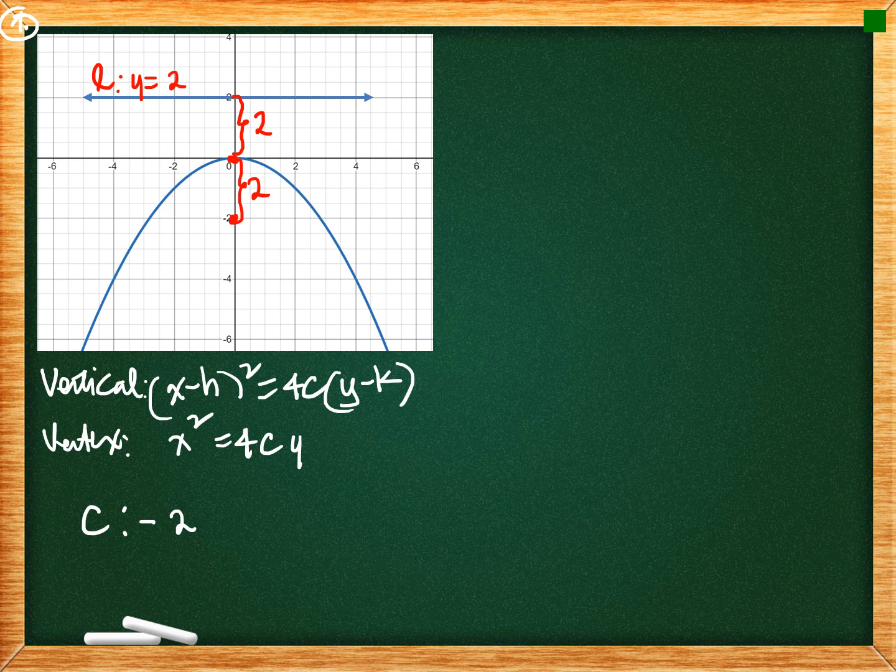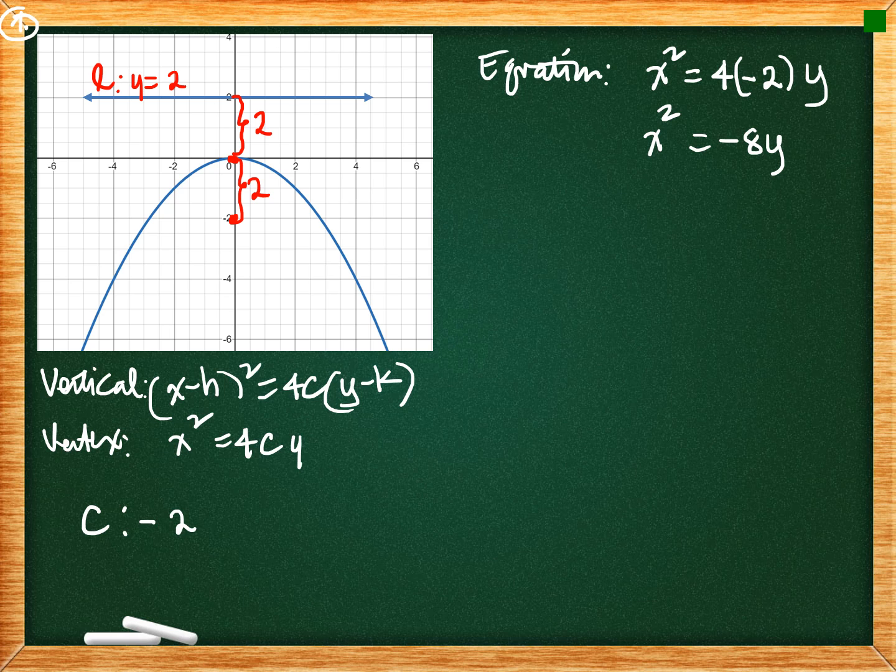And so we write the equation. The equation is x squared equal to 4 times our c, which is negative 2, times y. And when we simplify that, we have negative 8y. What is also asked from us is to identify the vertex. Well, it's very easy. In this graph here, the vertex is at 0, 0. And we are also asked the value of c, and c is equal to negative 2. And so there we have it, item number 1. Let's proceed to item number 2.